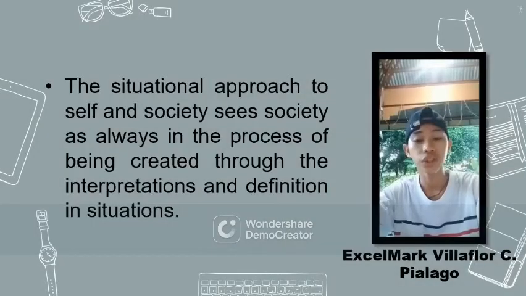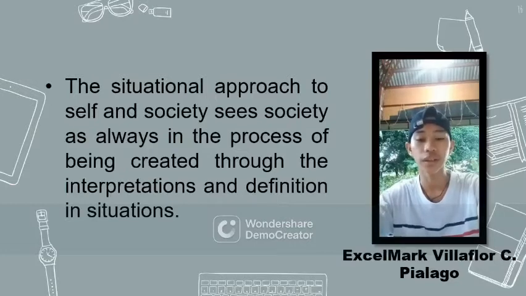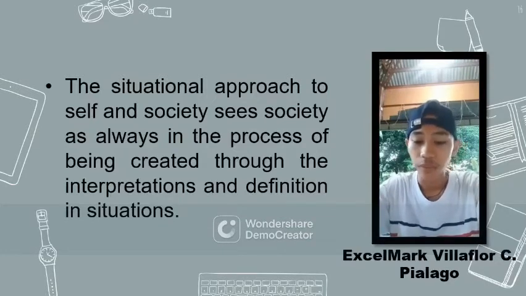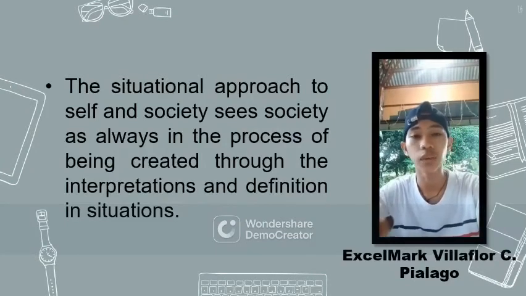The situational approach to self and society sees society as always in the process of being created through interpretations. From this perspective, individuals are free to define situations in any way they come. We do not see society as intuitively shaped. Instead, we assume the society is stable and durable.